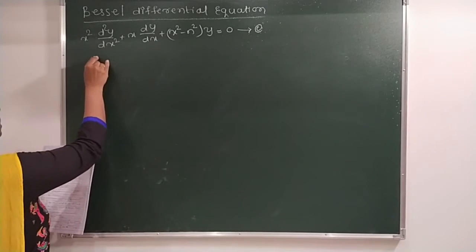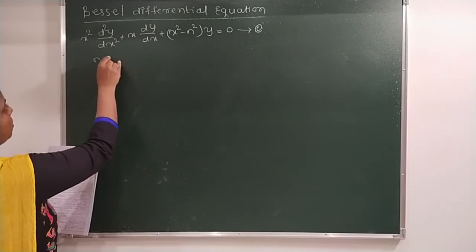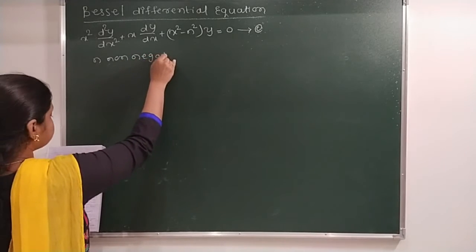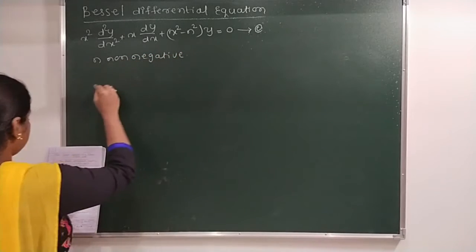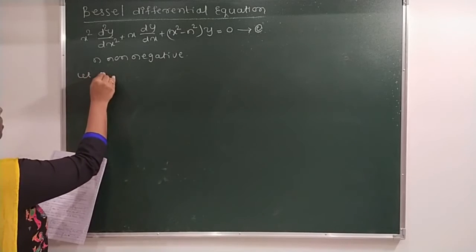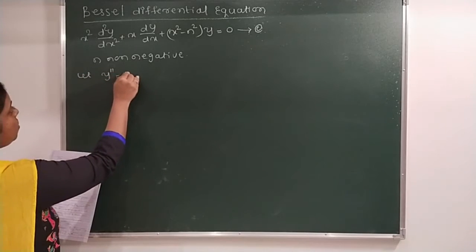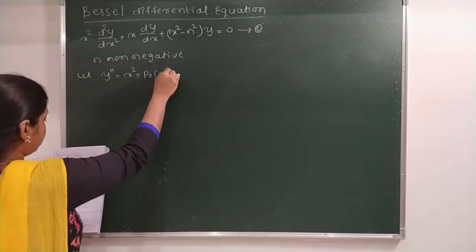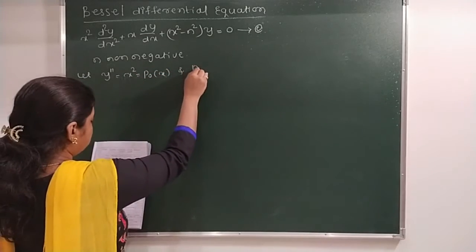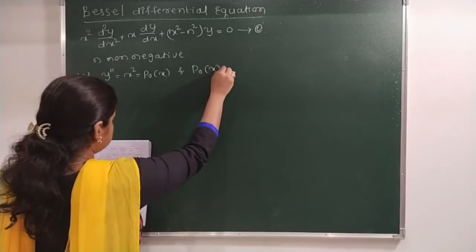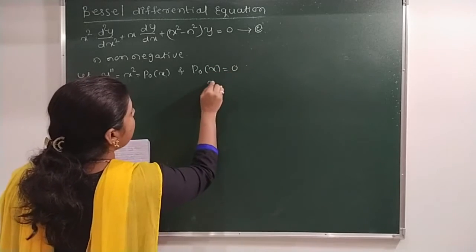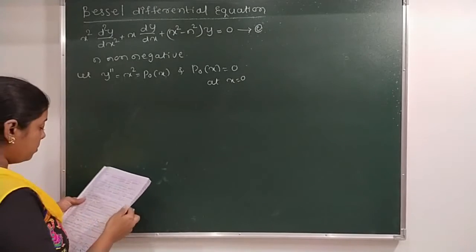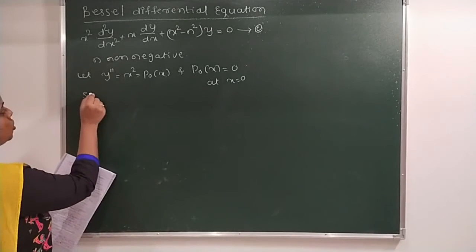N is a non-negative term. Remember. Now, let y double dash is equal to x square is equal to p naught of x, and p naught of x is equal to 0 at x equal to 0. Now, we have to assume the solution for this.